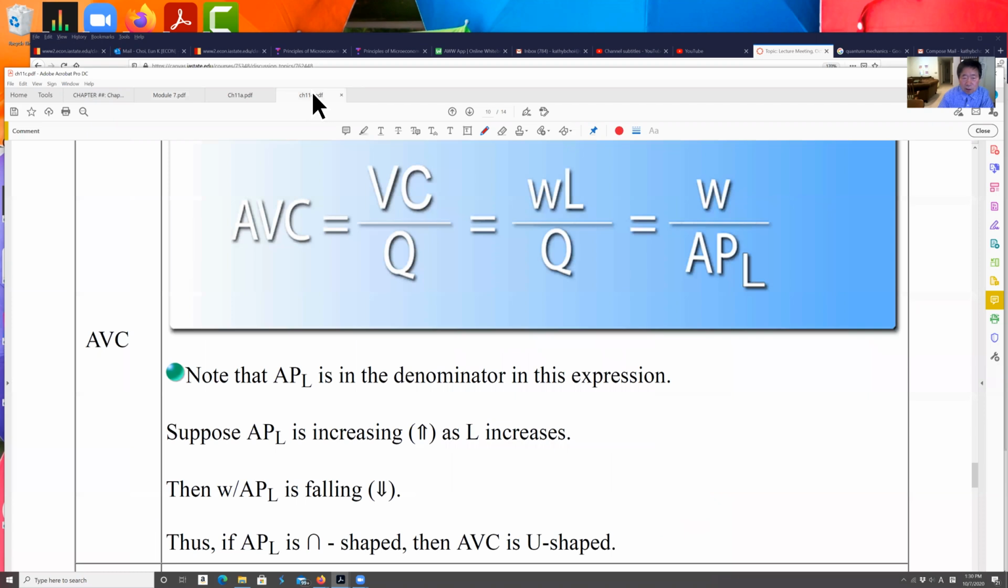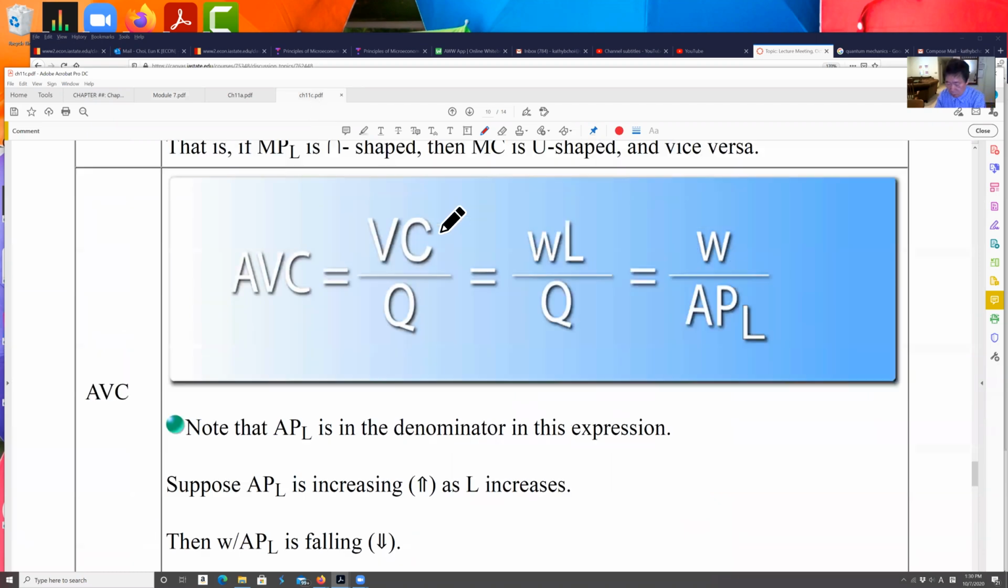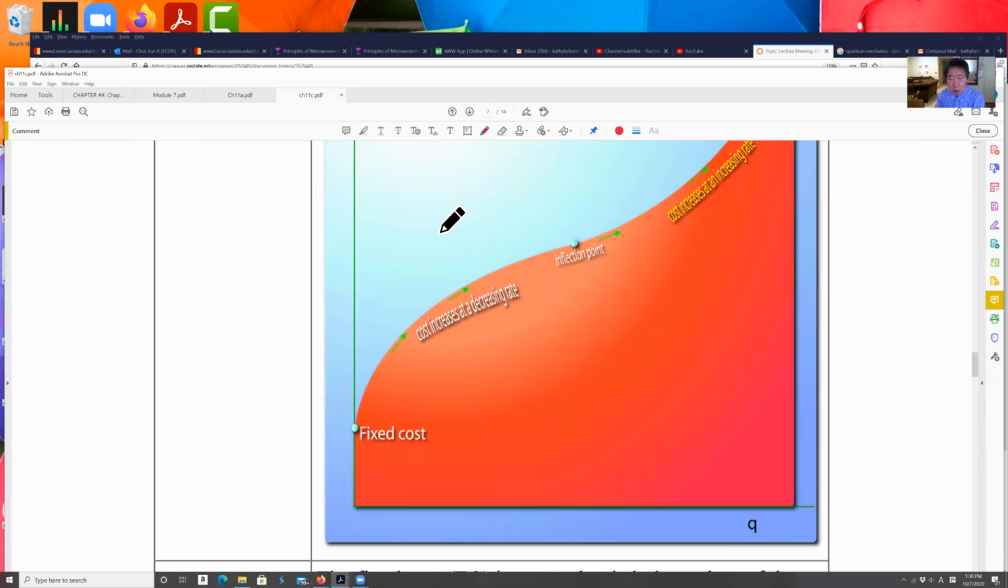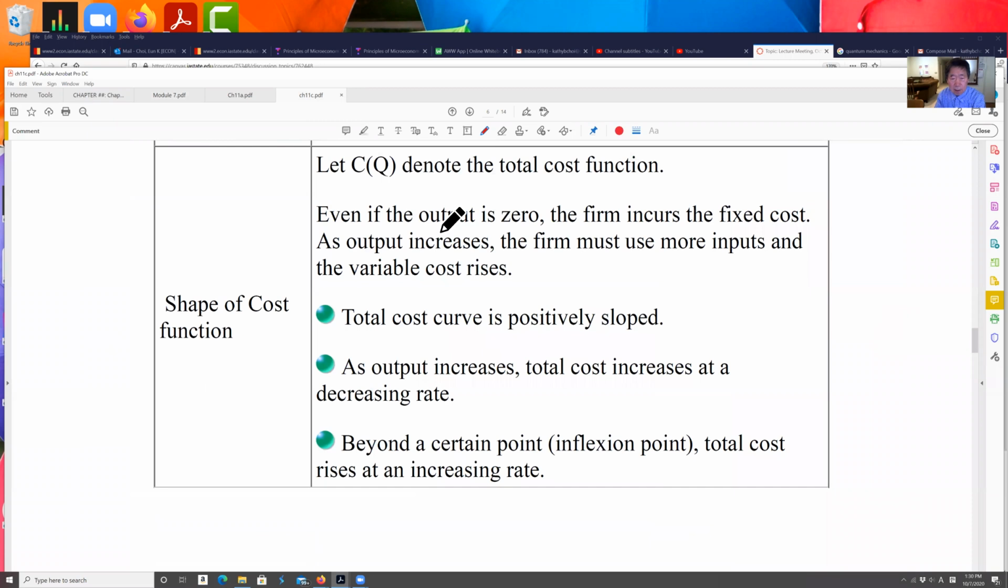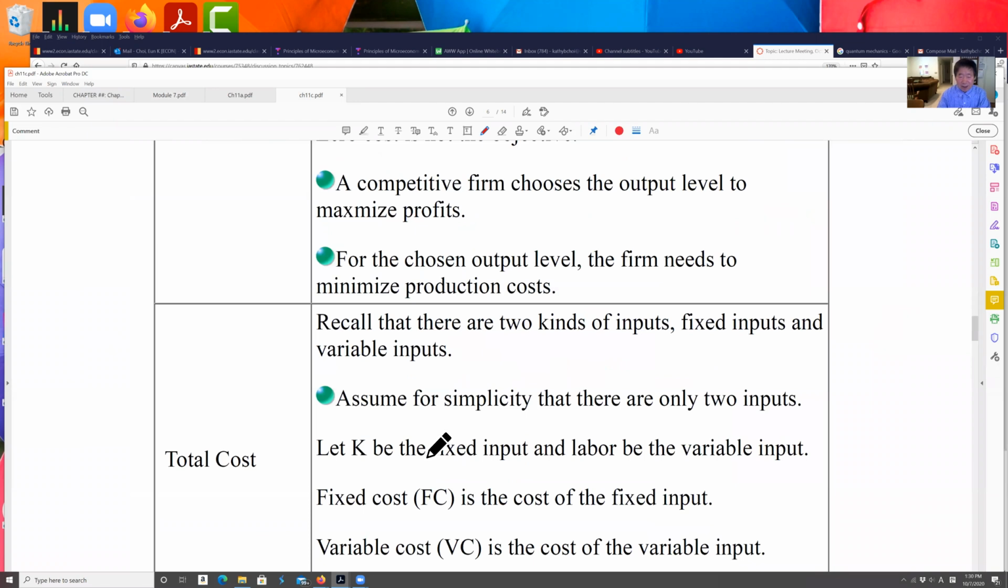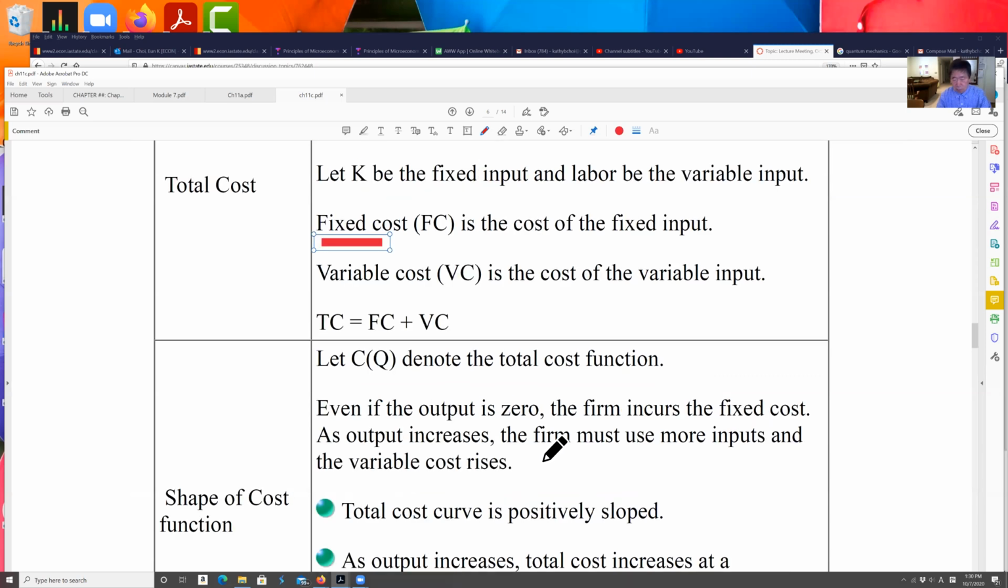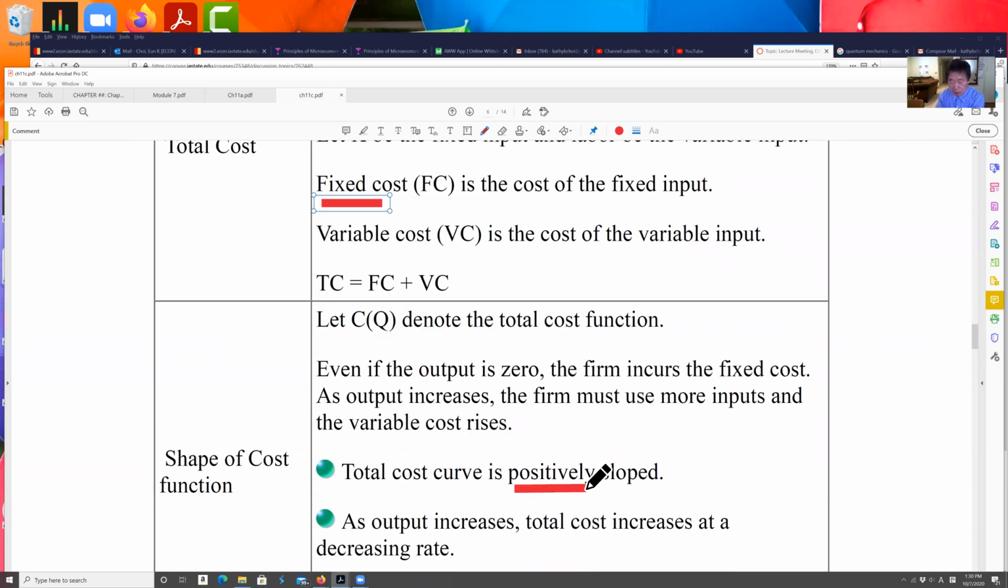Next, we will switch to the continuous case. Total cost, again, is the sum of fixed cost and variable cost, okay? So here's the definition again. Total cost is fixed cost plus variable cost. Total cost curve is always positively sloped. It does not go down. It always goes up with output.